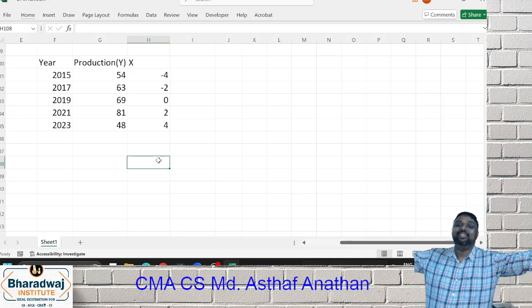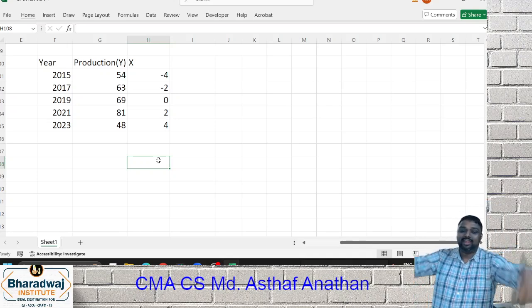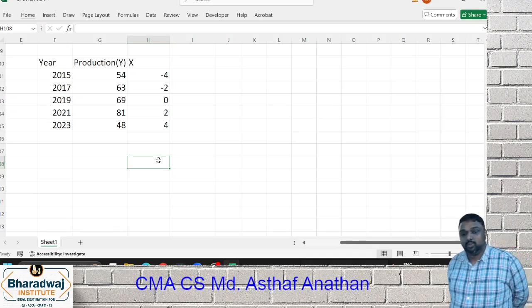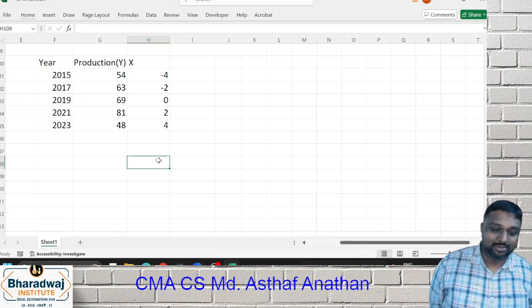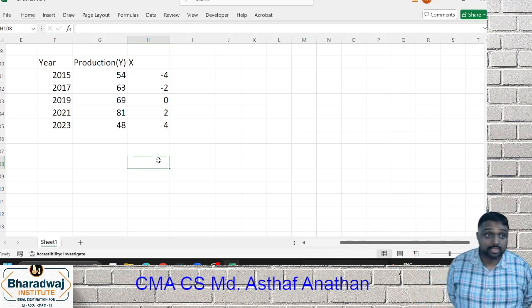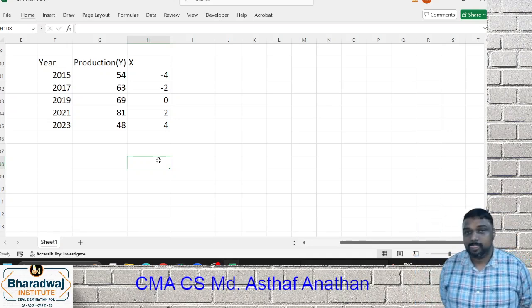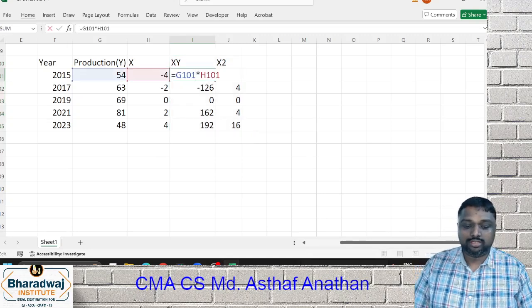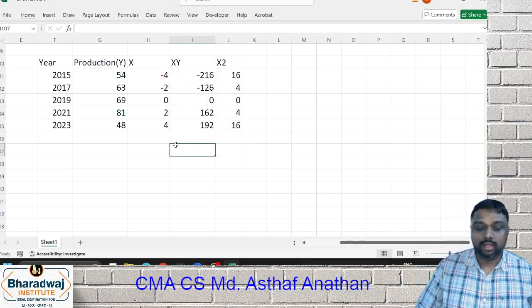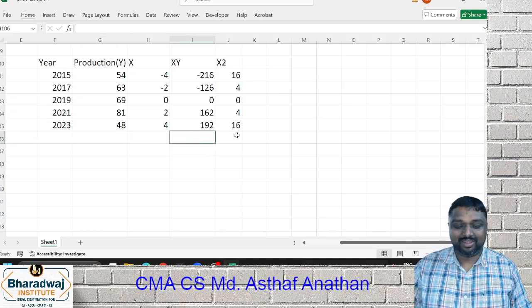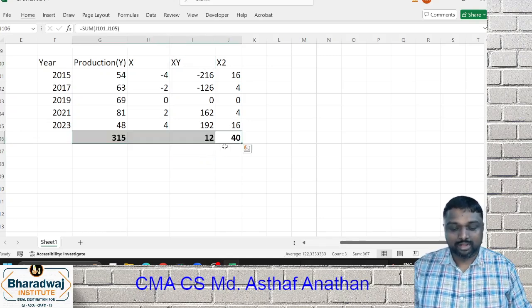Now complete everything in the same model, my dear friends. How can you complete x, y? Just multiply, x square, please do. Come on, friends. Let's see how many of you will complete. So I have done this x and xy for you. You have to just multiply the same thing, same model. Now you have to take the grand total: y total, xy total, x square total. That also is ready now.